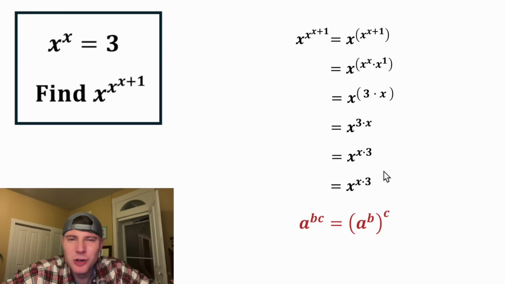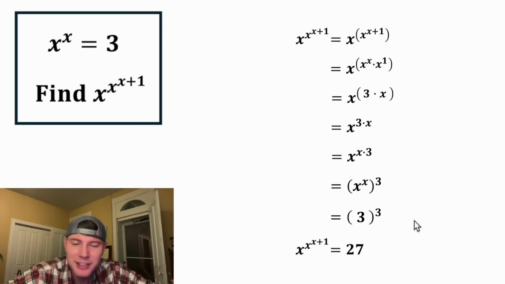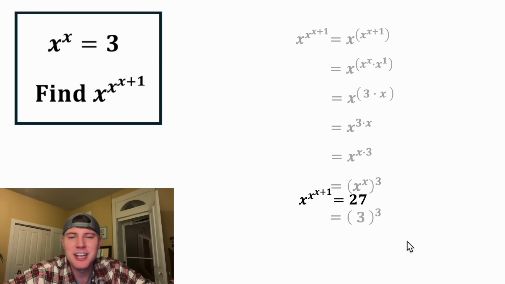And then using these notes, anytime you have a to the power of b times c, that's the same thing as a to the b whole thing to the c. So this x to the power of x times 3, that's the same thing as x to the x whole thing to the 3. And then inside of the parentheses, x to the x we were given is equal to 3. So we can change this into 3. 3 to the 3 is equal to 27. So that means the x to the power of x to the power of the quantity x plus 1 is equal to 27. That's the answer to our question.